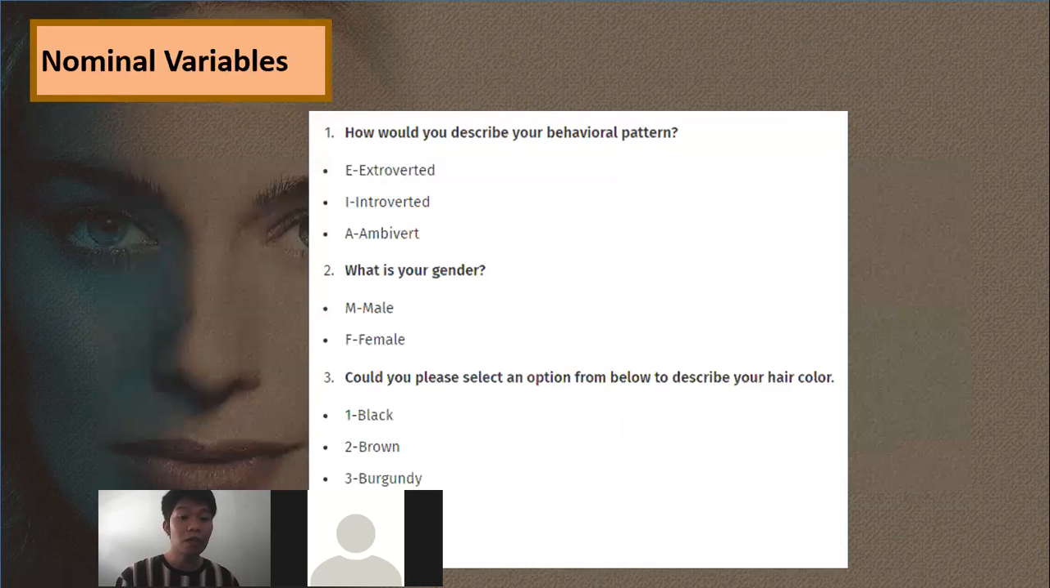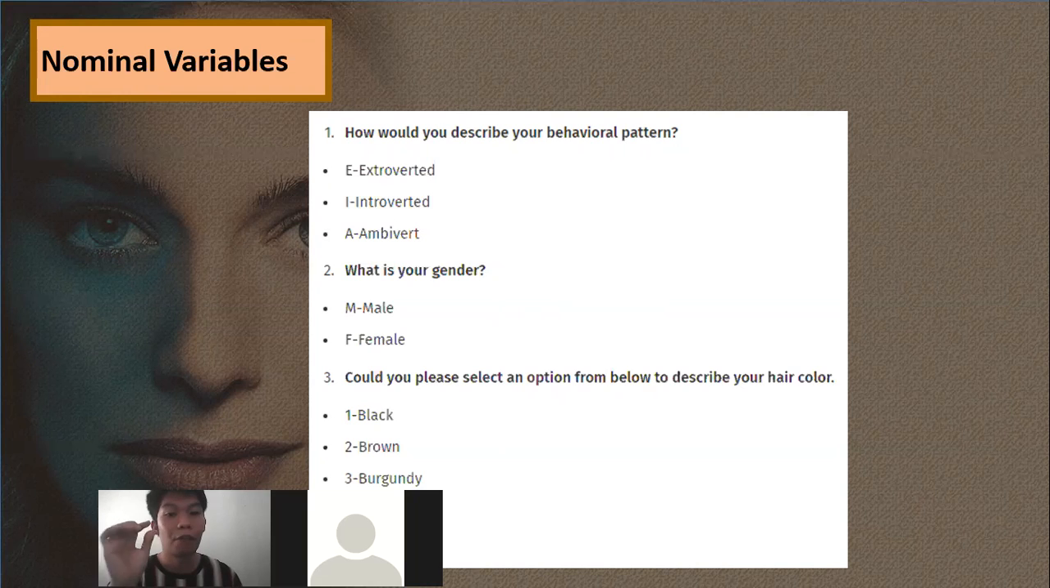Sa nominal variables naman, you have either 2 or more options. You're not going to rate, but you just have to select. It's different from ordinal kasi in ordinal you're going to scale, you're going to rate. Ito, you're just going to select what's the specific answer for a specific question in the instrument.